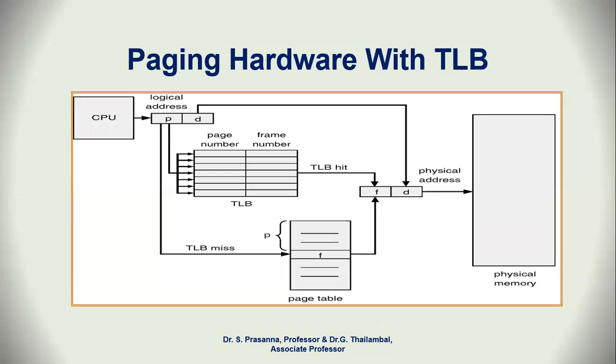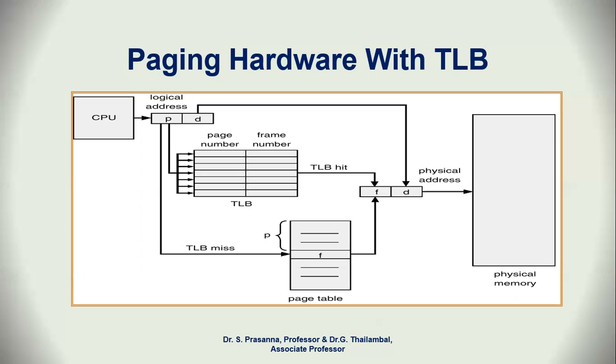And paging hardware with this translation look aside buffer. The CPU will give you a logical address along with the offset, that is D. The page number you want to search, P, will be checked in the translation look aside buffer, which is the associative memory. If it finds that particular page number in the associative memory, it is called a TLB hit. When it is a TLB hit, the frame number is taken directly from the TLB, and the offset is added. So you will get your corresponding physical address.